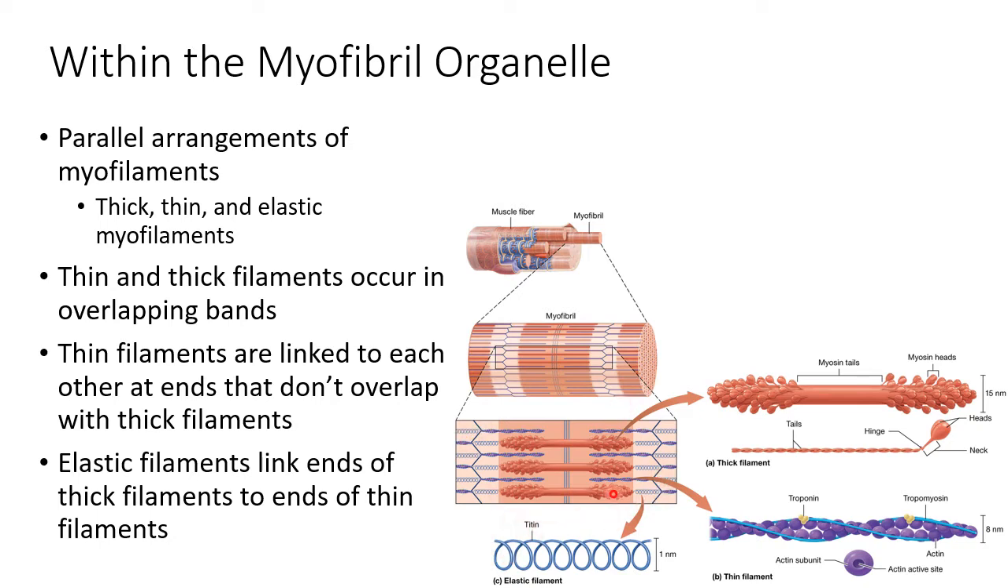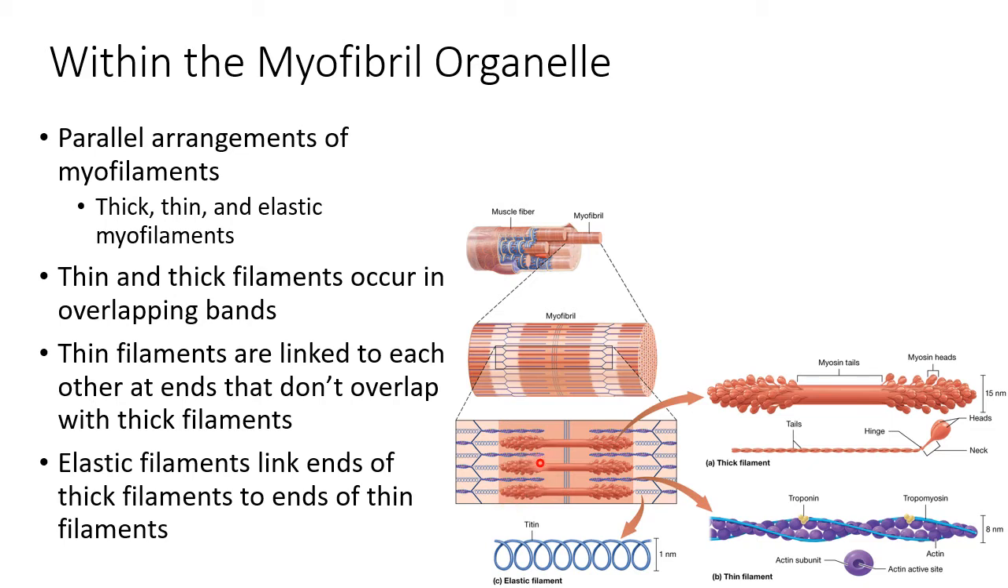If you have one of these bands of the thick filaments and then the two bands of thin filaments on either end of it, that whole thing together is a sarcomere. A sarcomere is the functional unit of the myofibril that allows for muscle contraction. So every sarcomere contains everything you need to have muscle contraction. The thick filament, the thin filament, they can slide past each other, and then you have the elastic filaments holding everything together.